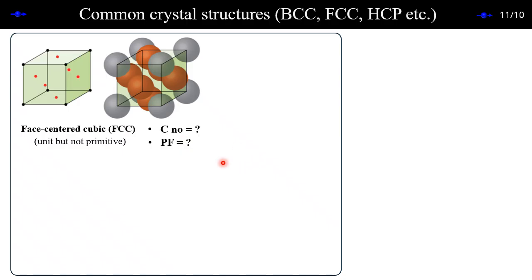And what would be the packing fraction? Now you know how to calculate. You need to find how many spheres are effectively there. You can calculate it for your homework. Very simple things, FCC.